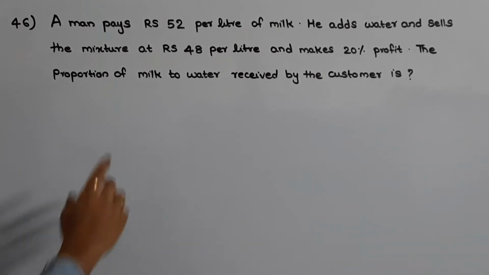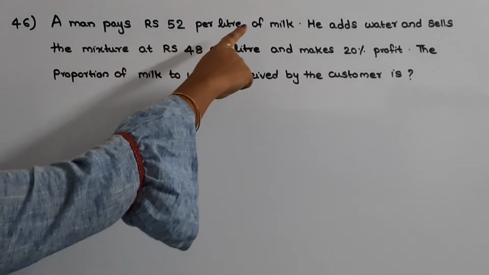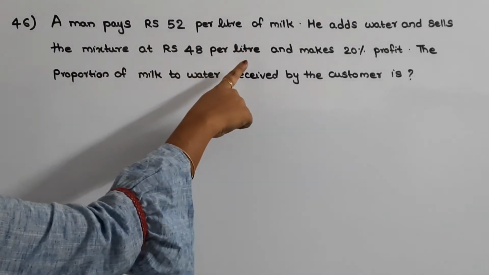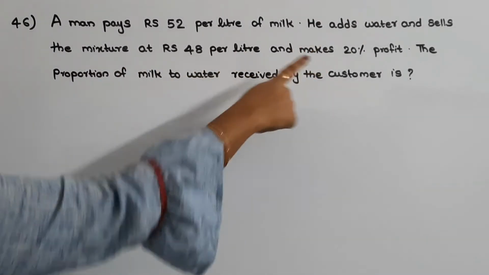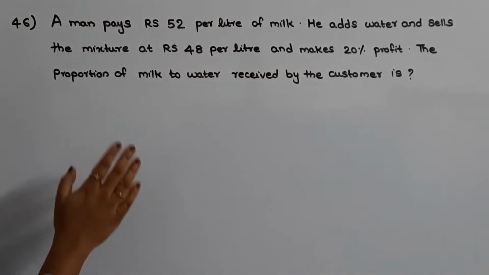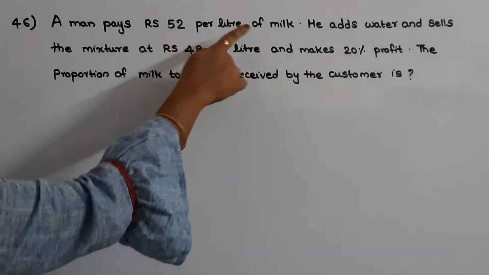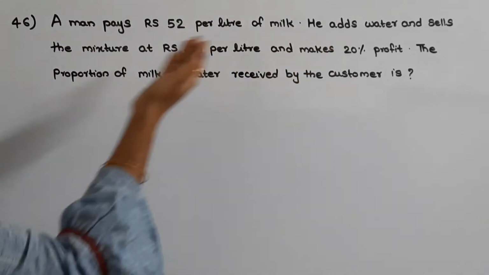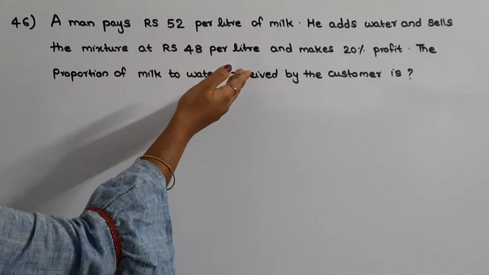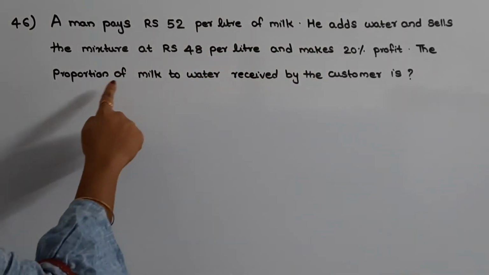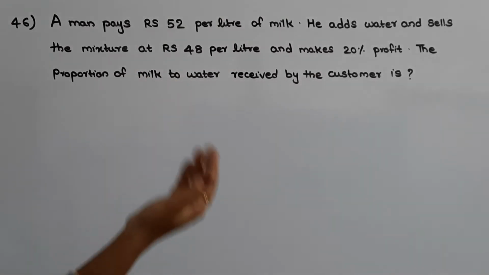The next question is, a man pays rupees 52 per liter of milk. He adds water and sells the mixture at rupees 48 per liter and makes 20% profit. The proportion of milk to water received by the customer is. So in this question they have given the cost price of the milk of a man. Then they are telling that the man adds water and sells the mixture at rupees 48 per liter and makes a profit of 20%. So we need to find out the ratio of milk to water received by the customer.